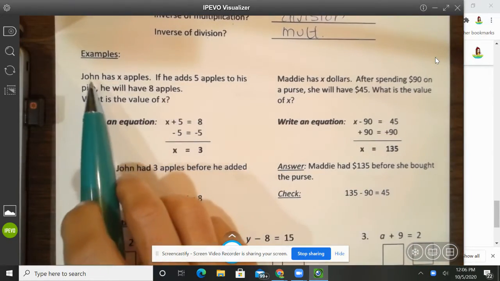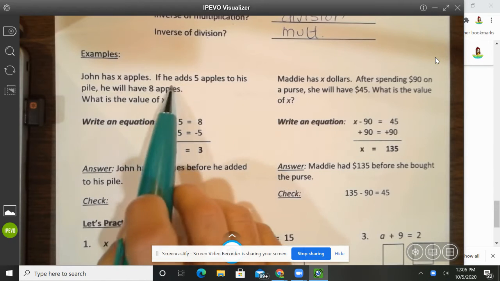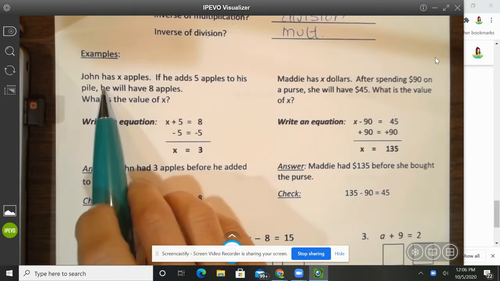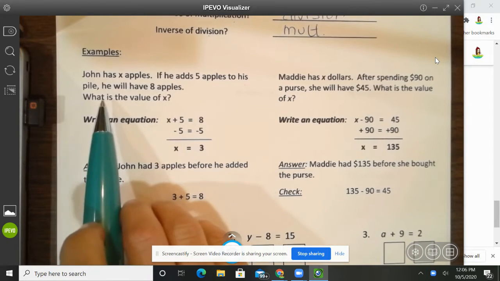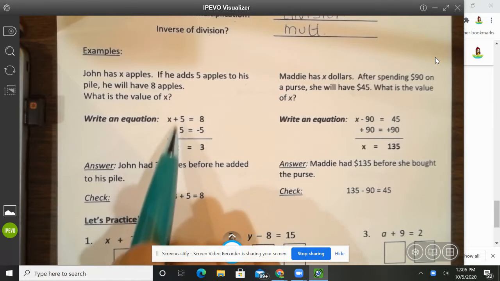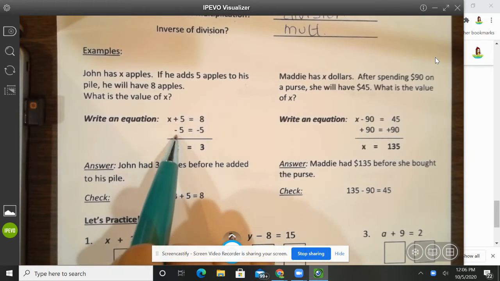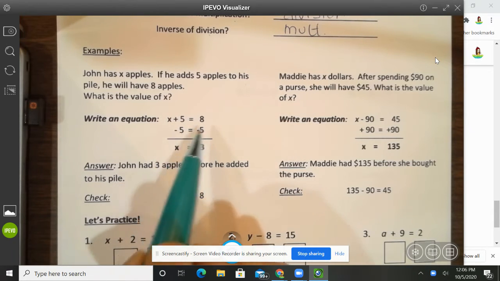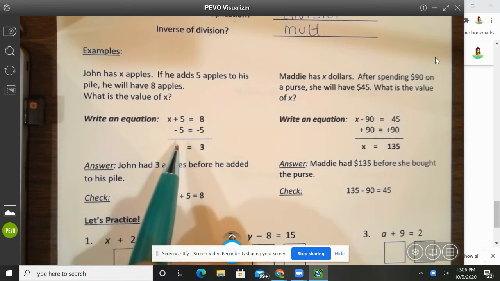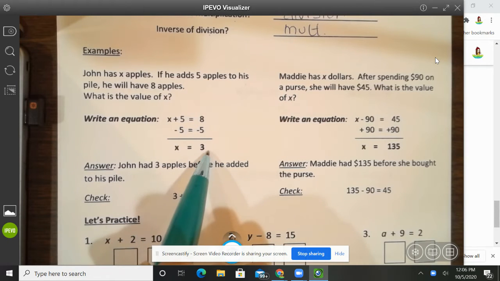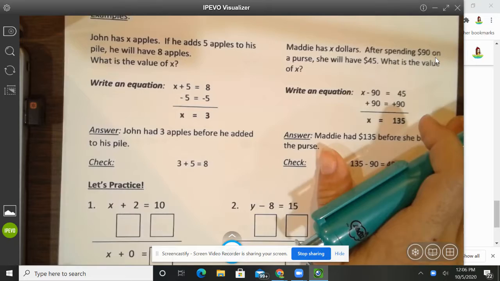In the first example, it says John has X apples. If he adds 5 apples to his pile, he will have 8 apples. So what is the value of X? That's X plus 5 equals 8. Notice how we subtract. By subtracting, you undo the operation. If you subtract on one side, you have to do it on the other side. And that's what happens: X equals 3. That's how you solve that equation.